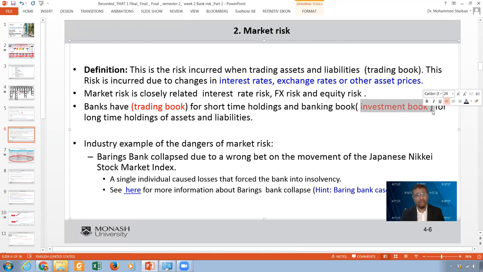But for example, if Public Bank acquires or buys an insurance company, a small insurance company, or a small fintech company, they will keep it for a long time. This is the way I want you to understand the difference between the trading book and the banking book, which we sometimes call the investment book.